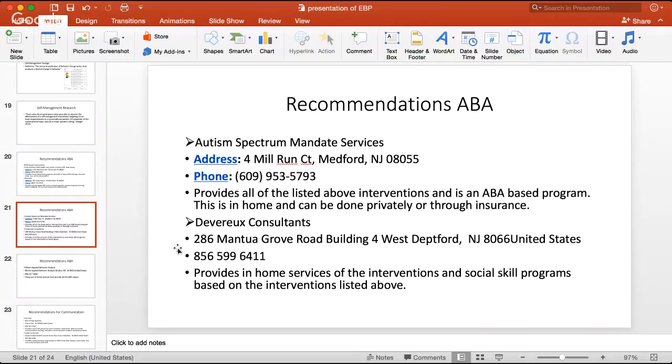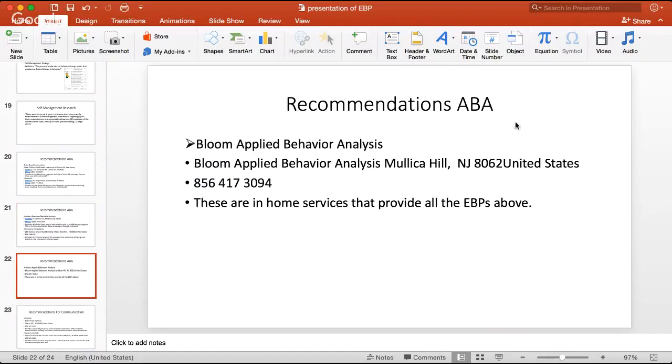Next, we have Devereaux Consultants. It provides in-home services and interventions and social skills based on interventions listed above. Lastly, we have Bloom Applied Behavioral Analysis, which is located in Mount Laurel. These are all South Jersey places. These are in-home services that provide all evidence-based procedures above.